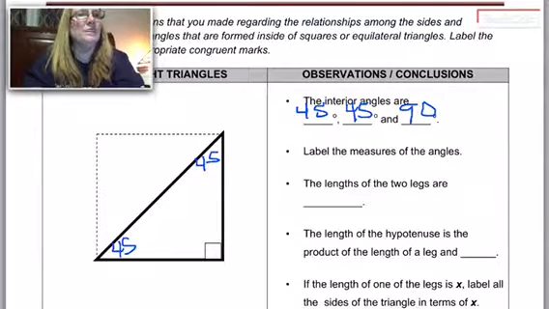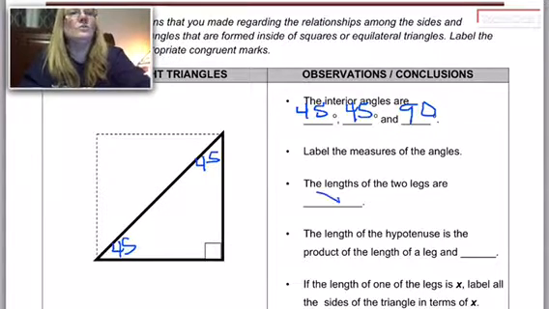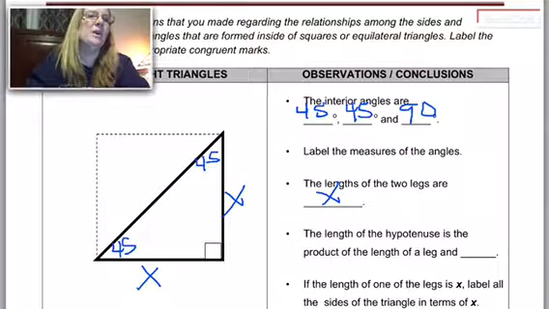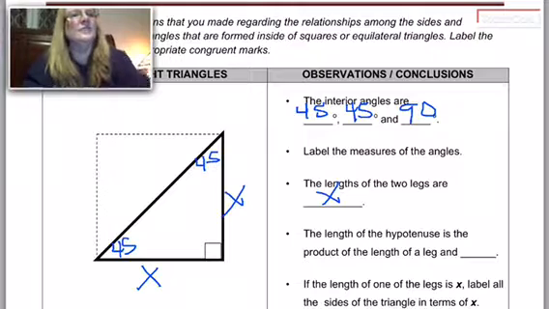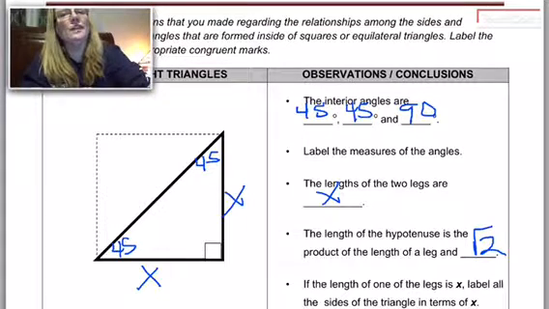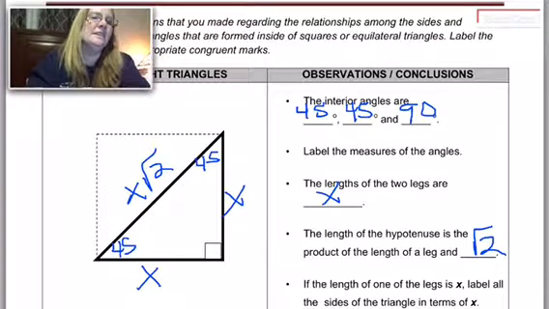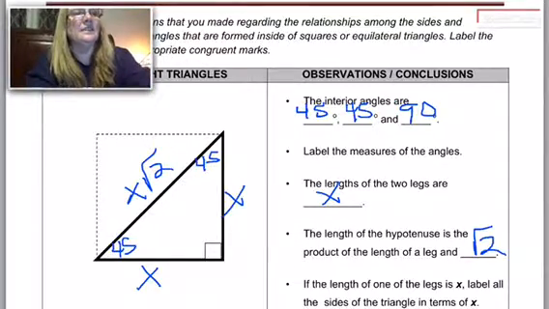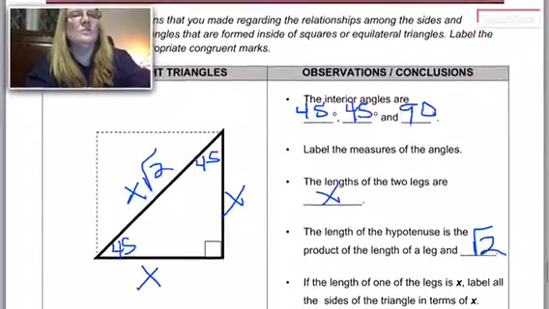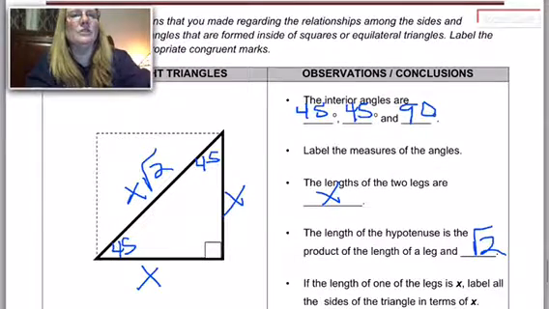And so we measured the angles. The lengths of the two legs are the same because it's a square. So we're going to call those x. Well, the length of the hypotenuse is going to be the product of the length of the leg and the square root of 2. So in other words, we're going to have x and x times the square root of 2. So whatever the side length is of that square, the hypotenuse is going to be that times the square root of 2. Okay, and this is a pattern that will exist. So you can write that down, and we'll work with this for quite a bit.